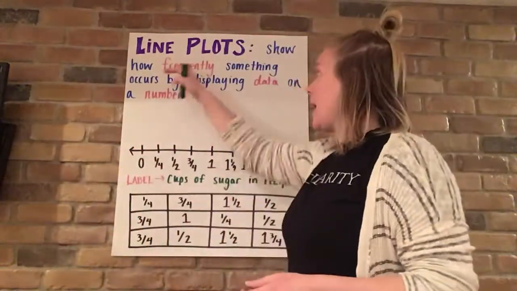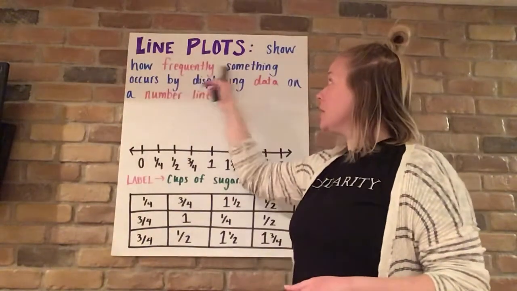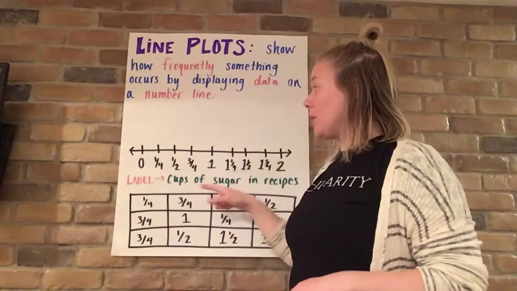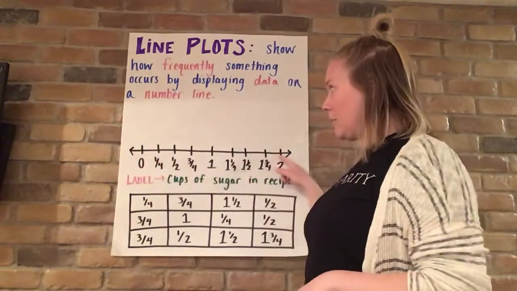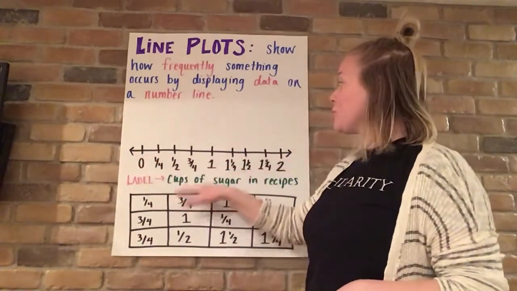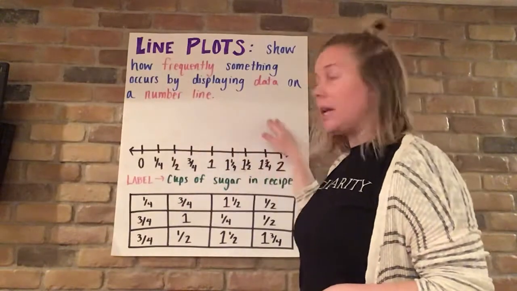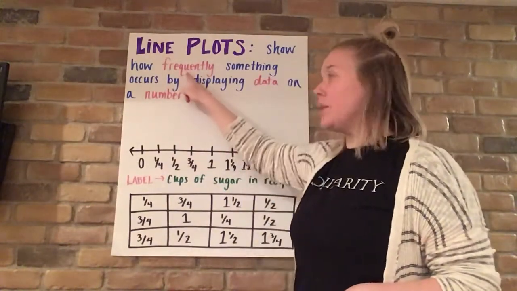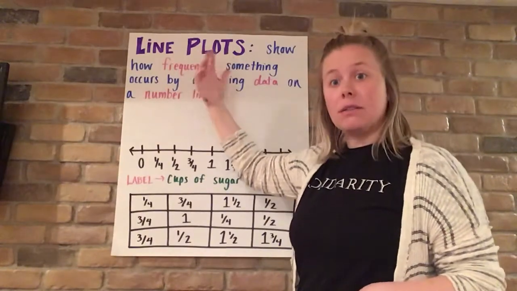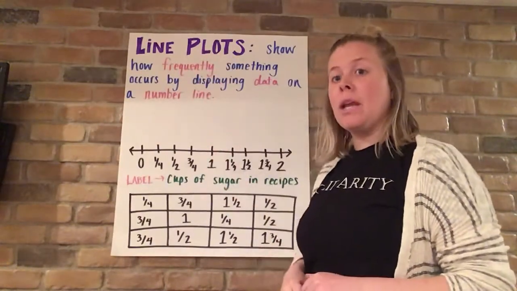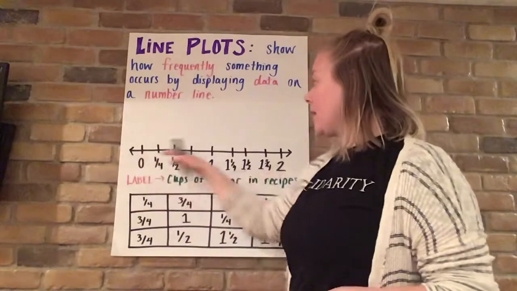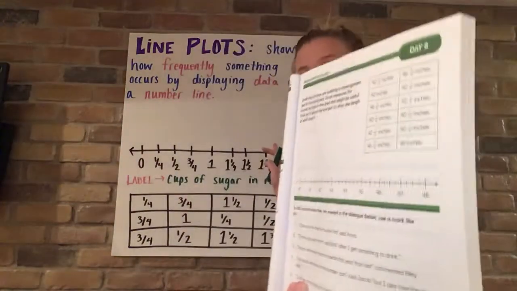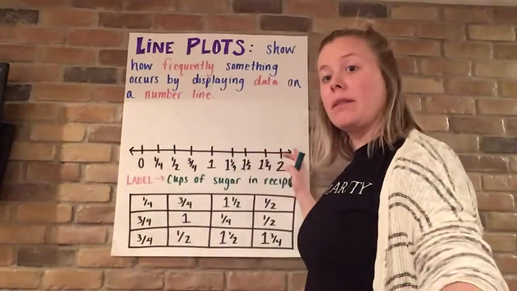Line plots show how frequently something occurs by displaying data on a number line. So we have our number line. We are going to show our data in just a minute. This is for us to be able to tell how frequently, which means how often, something happens. I set this up here. I have a number line already there. You are going to have a number line already there as well, so you don't need to worry about that.